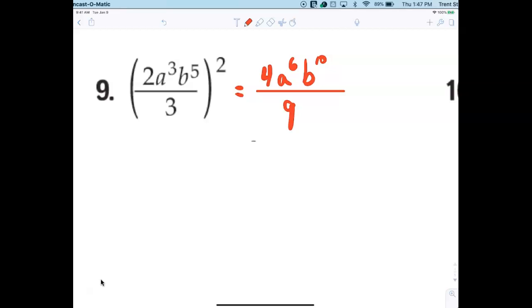So with the 2a, you just do 2 times 2, right? That's what 2 squared means. And then the x, you just do 5. I don't understand what your question is. How do I make a 6? I did 3 times 2. Exponents, power to power. Multiply them.